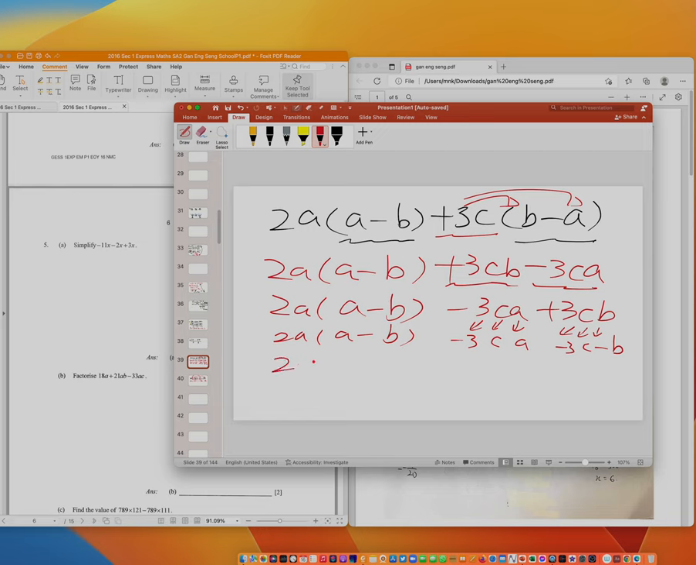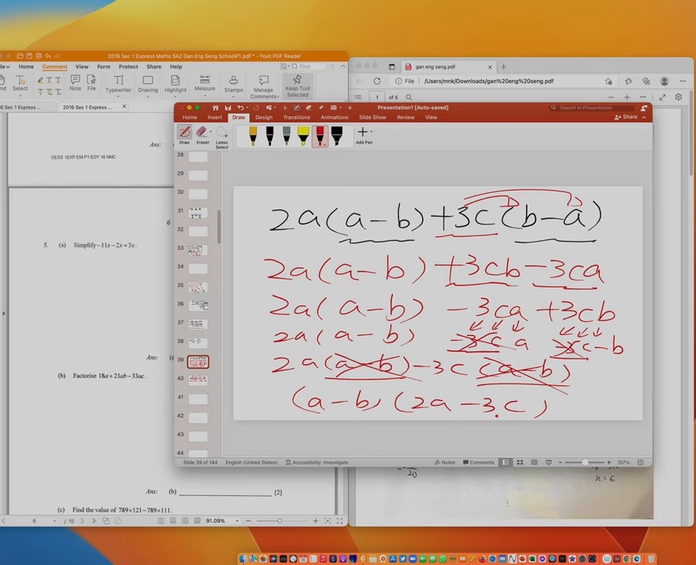So what is common? Minus 3C. Then this is gone, so you are left with A minus B. Can you see that they have something common already? Exactly the same. So you take it out, and you end up with this. So this is the approach.